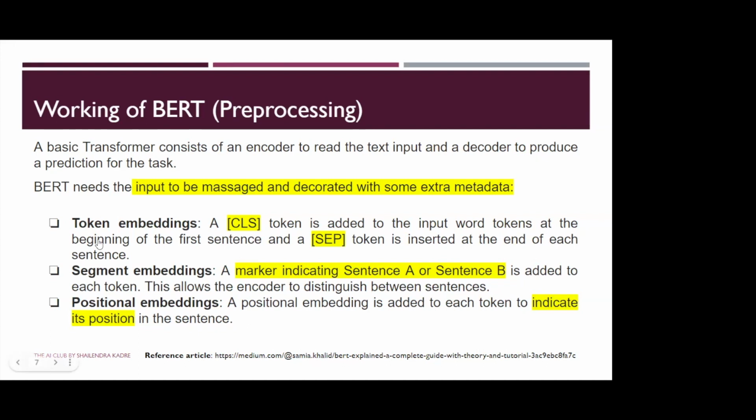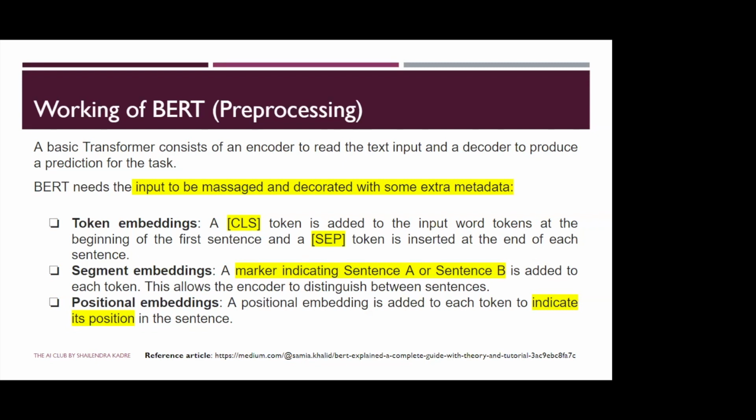So first is token embedding. Whenever we create a sentence, if you remember in spaCy, tokens were created. Similarly here, each and every word in your input text is converted to tokens, and additionally 2 more tokens are added in your sentence, that is the CLS token, which is added at the beginning of your text.